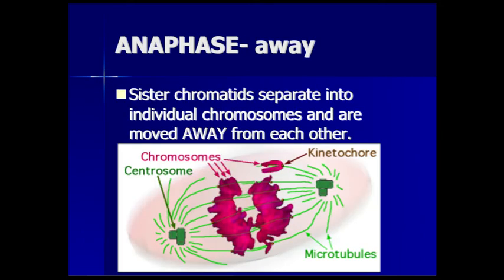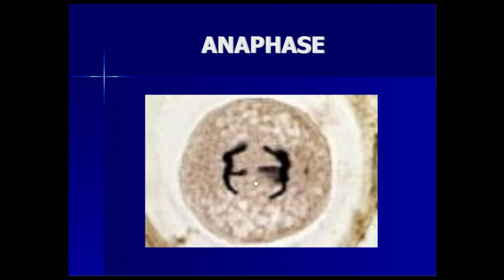Next one is anaphase. Ana, A, away, A, or apart, A, okay? So sister chromatids, remember, two chromatids make up a chromosome, right? So when they get pulled apart, they're called sister chromatids. They separate. They start getting pulled away from one another, all right? And individual chromosomes are now formed and are moved away from one another. Here's the spindle, the centrioles, and here's the filaments. They're pulling these chromosomes apart. This is what it looks like in more of the microscope view.